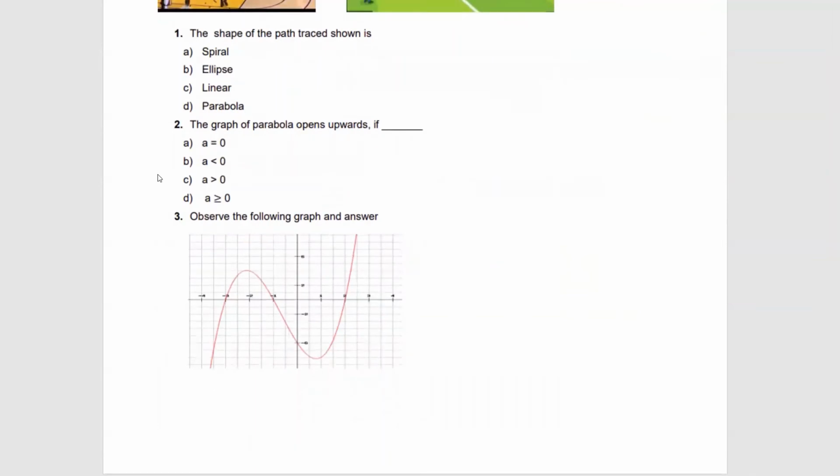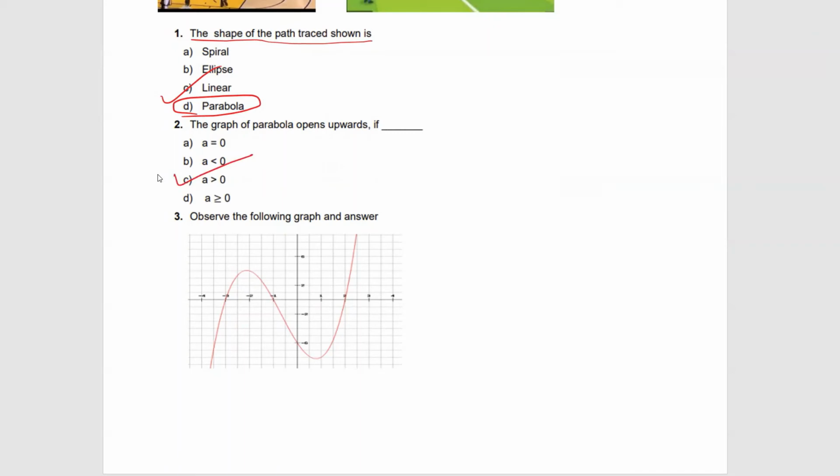The shape of the path as shown is very easy now. We have already learned it. Parabola, B is the answer. The graph of the parabola opens upwards. I was telling, usually we ask, a is greater than 0.